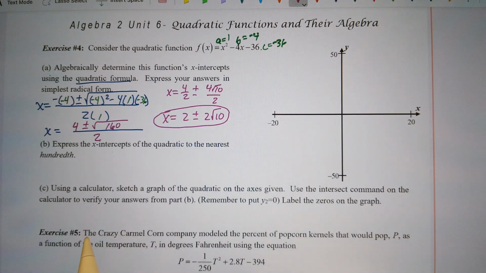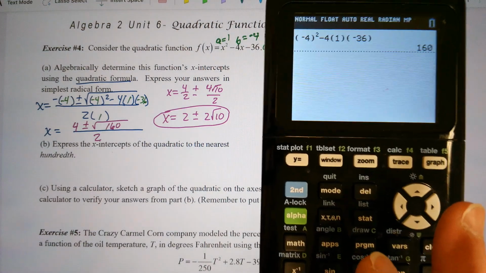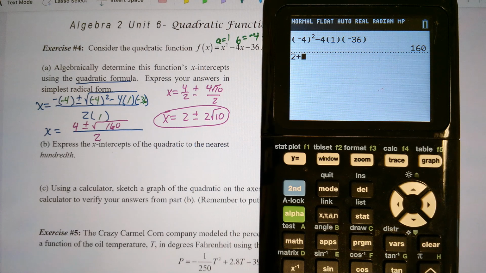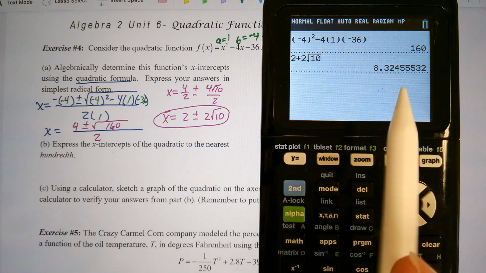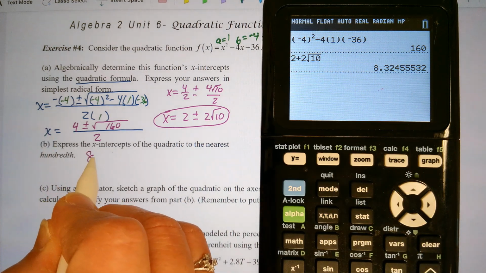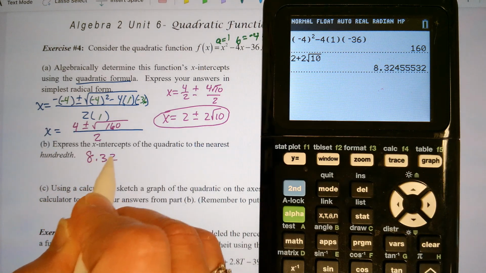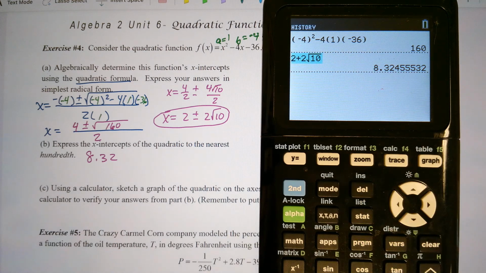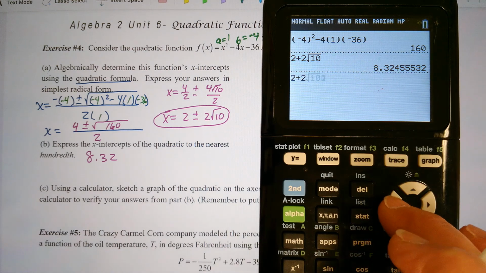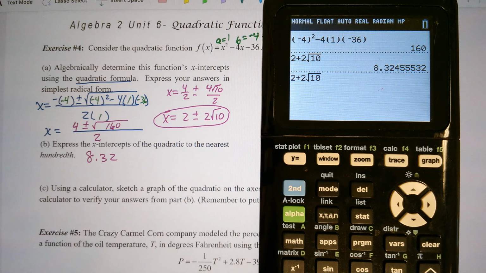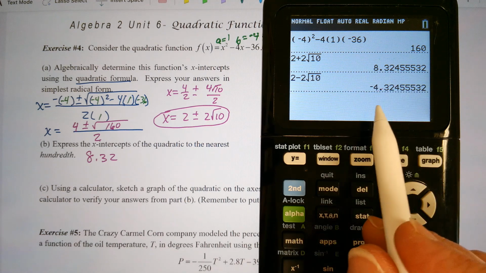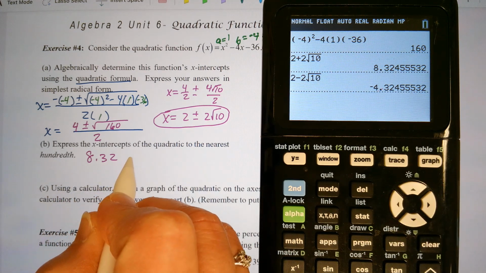Express the x-intercepts of the quadratic to the nearest hundredth. Alright, go to the calculator. 2 plus 2 square root of 10, to the nearest hundredth. The 2 is in the hundredths place. That would be 8.32. And arrow up, grab that. Change the plus to minus. Negative 4.32.